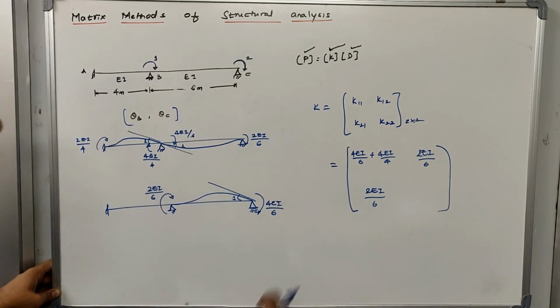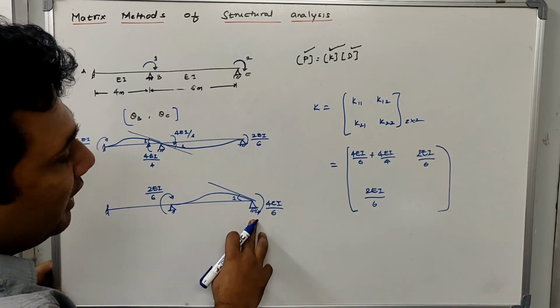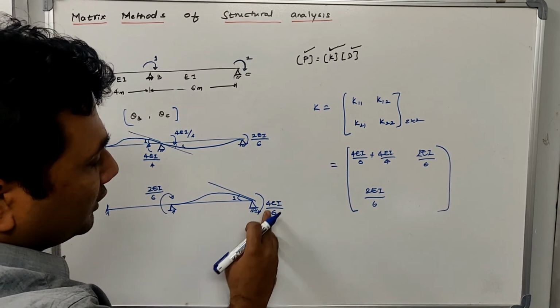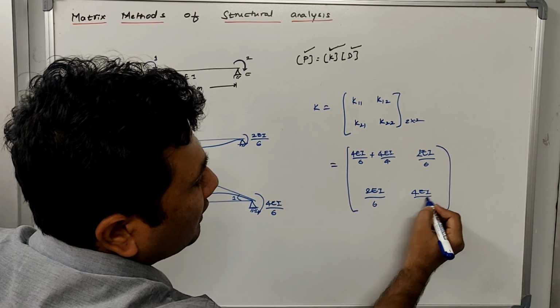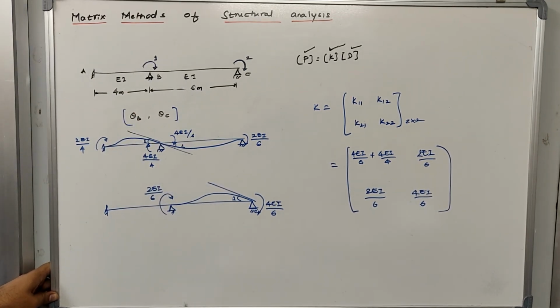Now going to the last term, which is K22. K22 represents the force that is created at the second coordinate because of the unit rotation at the second coordinate. So how much is that? It is equal to 4 EI divided by 6. So this is how we develop the stiffness matrix.